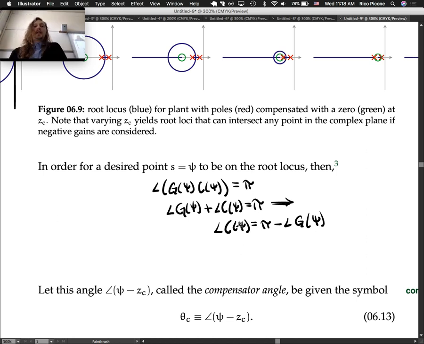And if we plug in our form of our compensator, the form of our compensator is a gain times a zero at zc, right? The gain doesn't affect the angle at all, right? It's the magnitude of the vector, but that doesn't affect its angle. So what we have is the angle of psi minus zc equals pi minus the angle of g of psi.